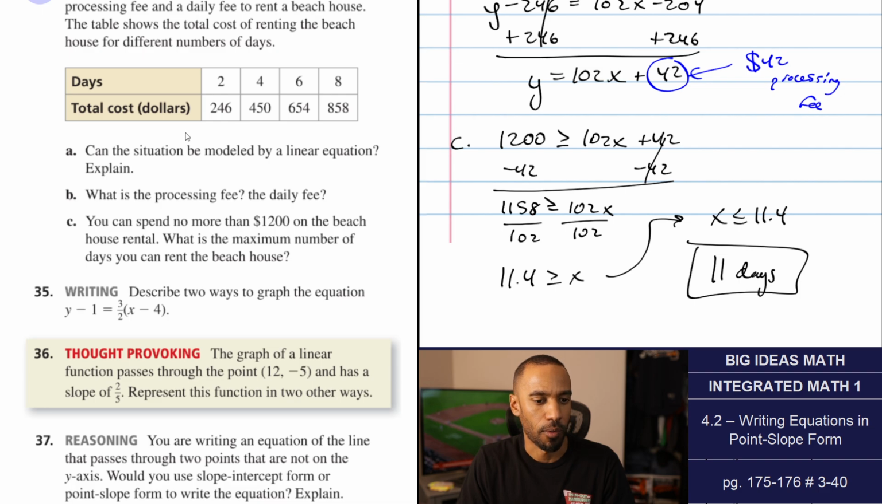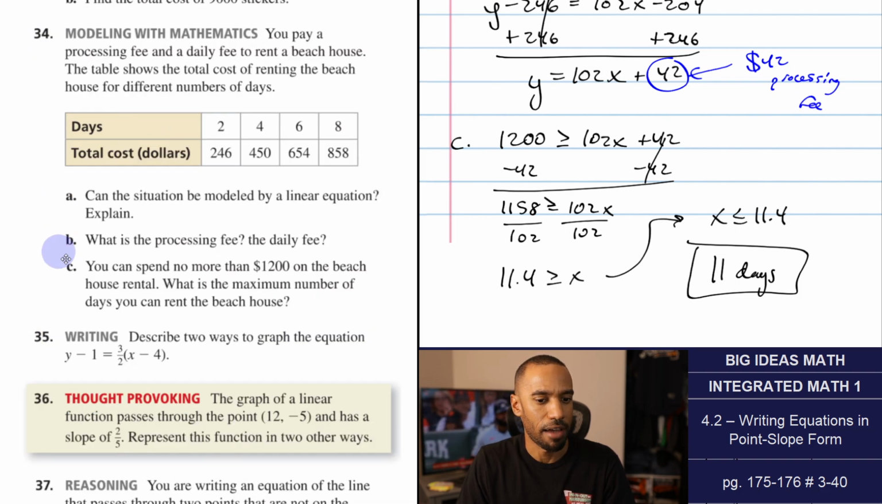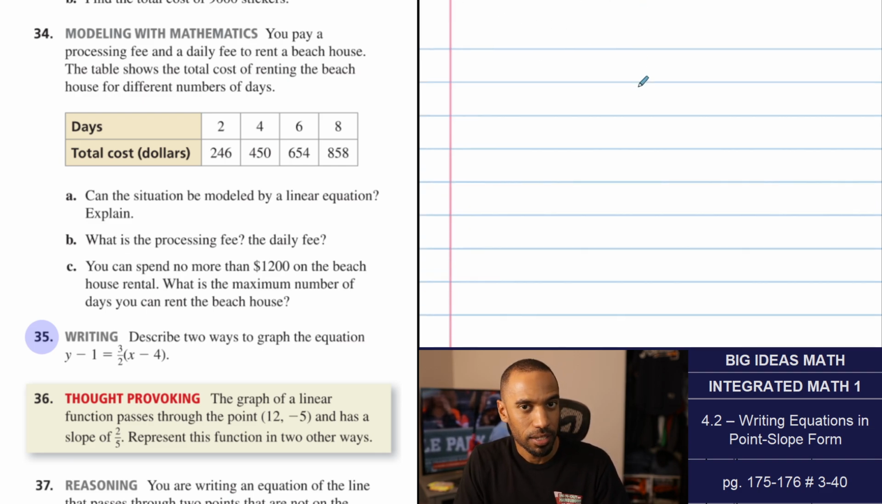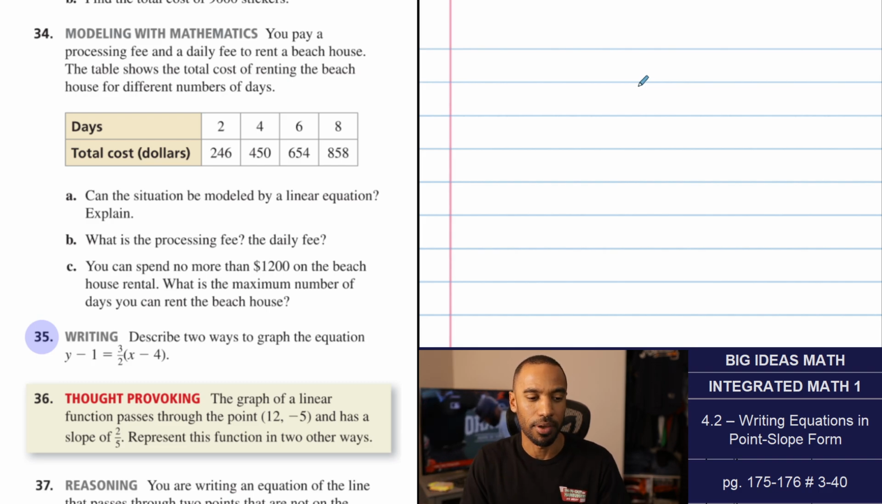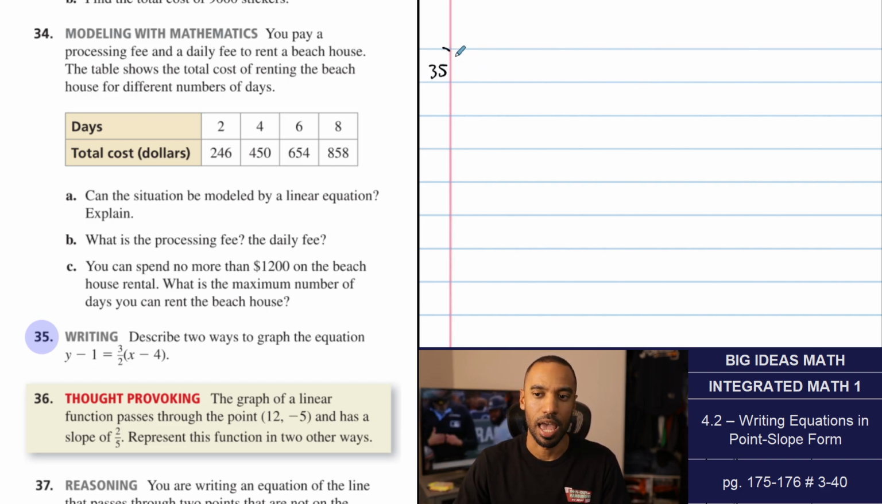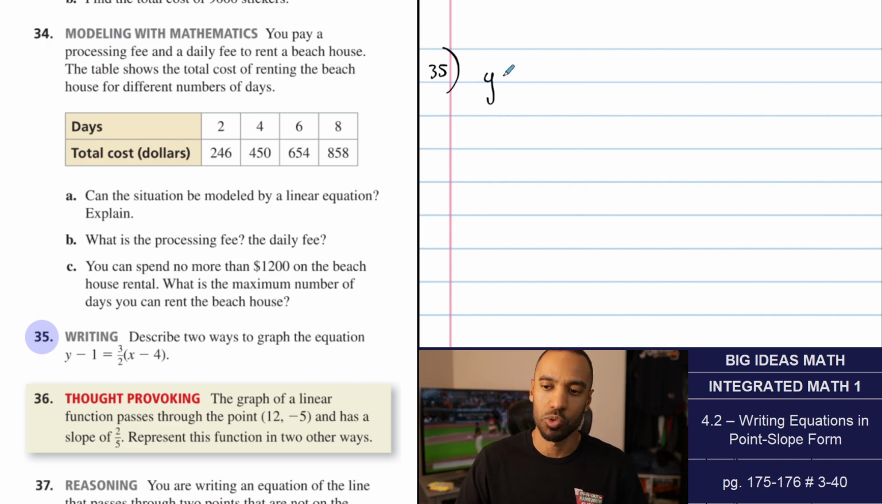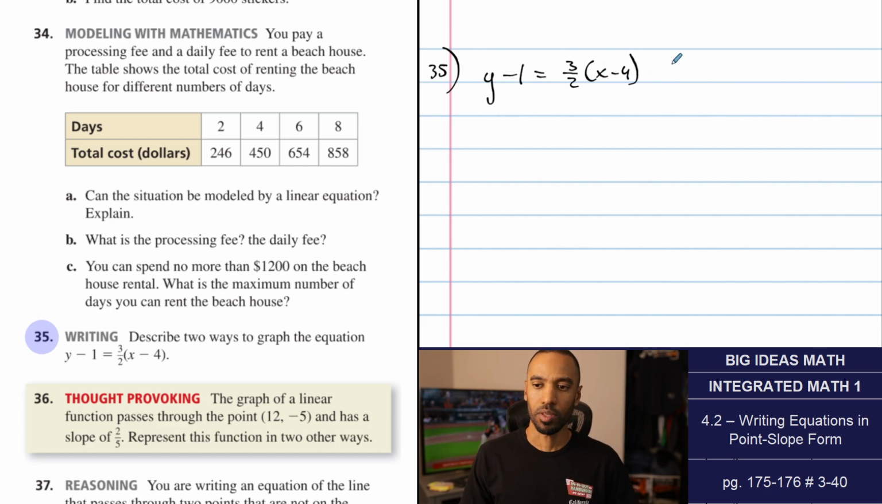Okay, number 35 on writing. Describe 2 ways to graph the equation. Okay, we get to actually look at something. They said describe. I'm fine with describing, but the information that I pull out is my description-ish. And I am going to graph. So number 35 is y minus 1 equals 3/2 times x minus 4. Okay. 2 ways to graph. First way.